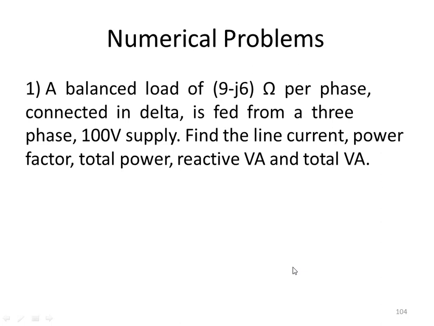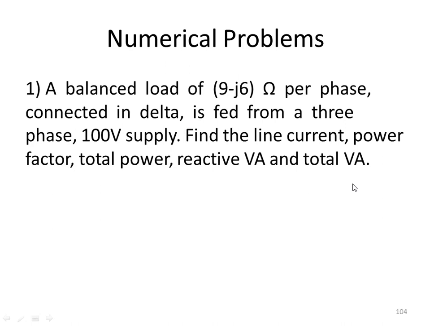with some numerical problems on three-phase systems. Okay, now coming to first question. A balanced load of 9 minus J6 ohm per phase is connected in delta and is fed from a 3-phase 100 volt supply. Find the line current, power factor, total power, reactive volt ampere and total volt ampere. Okay, now total volt ampere is also known as total power.